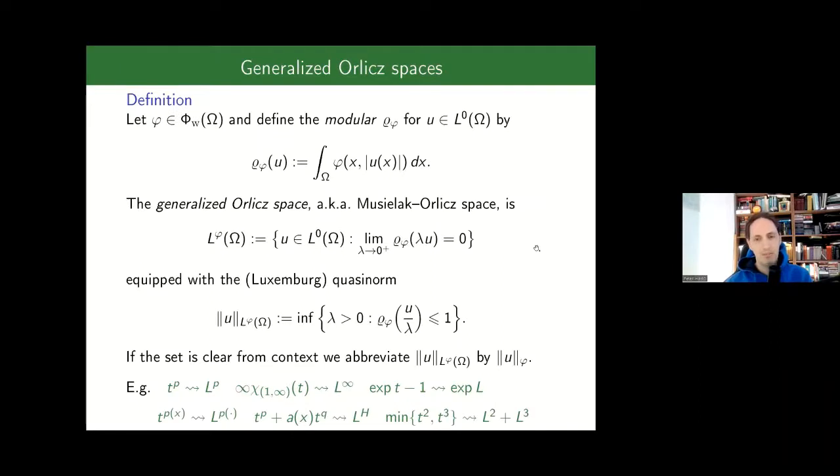So with phi like that, we get a quasi-norm using this method. And here at the bottom, I have written what the space is that the different phi functions from the previous slide generate. So here you see this infinity times chi of 1 to infinity function generates L infinity.